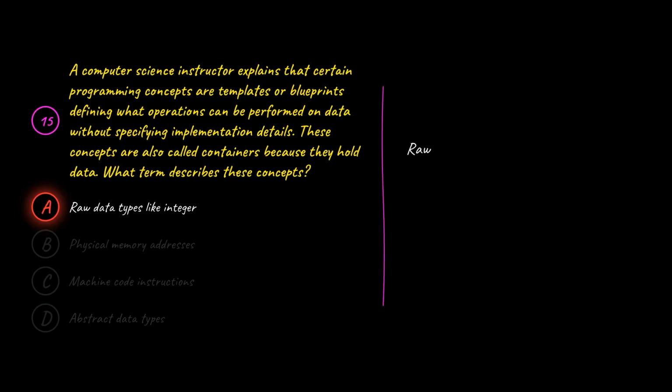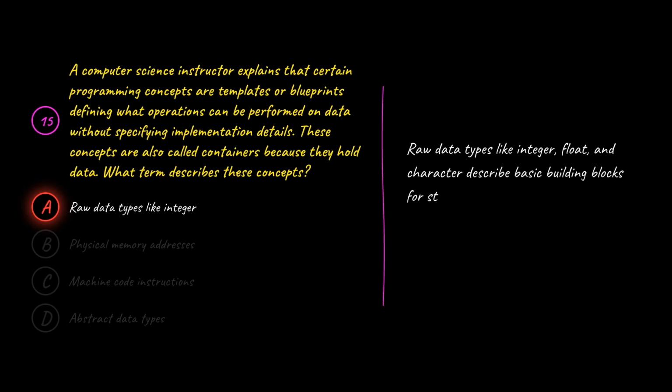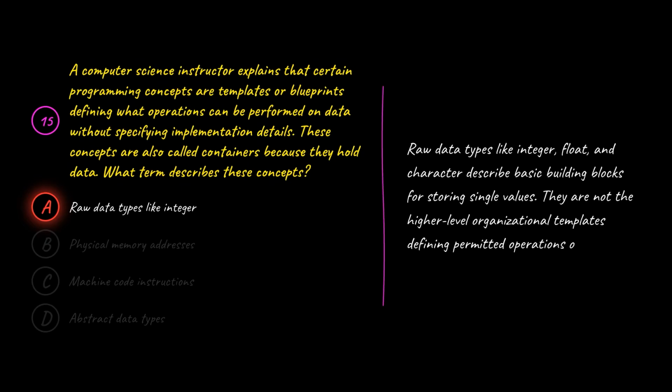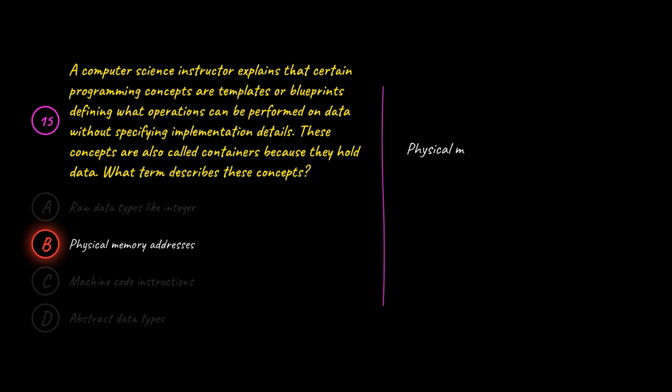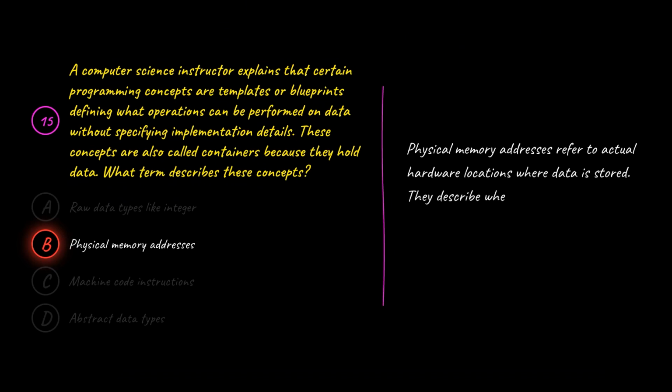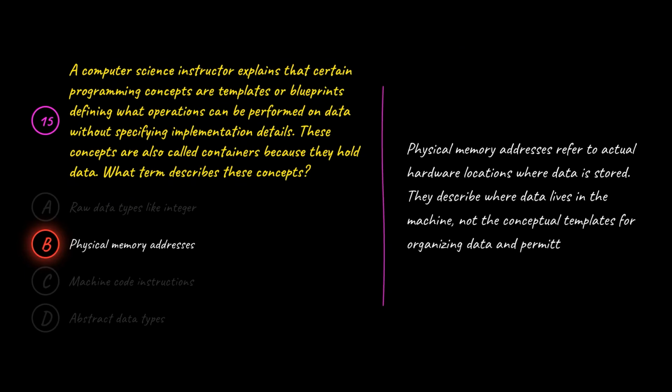A is wrong because raw data types like integer, float, and character describe basic building blocks for storing single values. They are not the higher level organizational templates defining permitted operations on collections of data elements. B is wrong because physical memory addresses refer to actual hardware locations where data is stored. They describe where data lives in the machine, not the conceptual templates for organizing data and permitted operations on it.